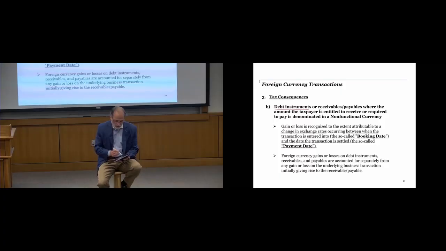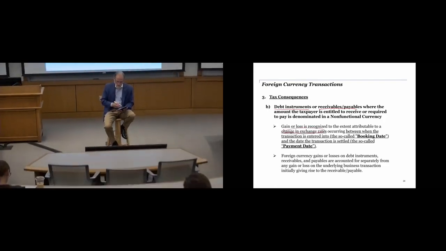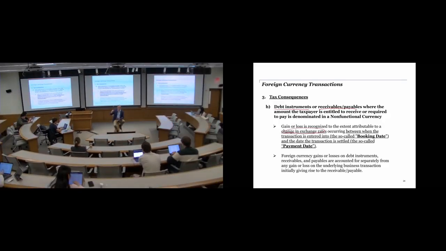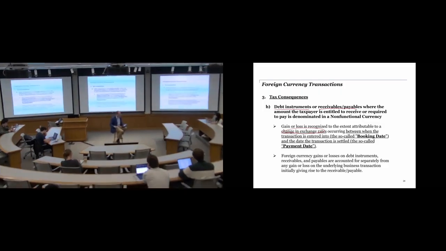Okay, so debt instruments are receivables or payables where the amount the taxpayer is entitled to receive or pay is denominated in non-functional currency. So gain or loss is recognized to the extent attributable to a change in exchange rates occurring between two dates. Okay? The first date is the booking date, and that's defined in the tax code as the date you enter into the receivable, payable, or debt instrument. Okay? And then the date you're measuring that against is the payment date. That's the date when that instrument is settled.